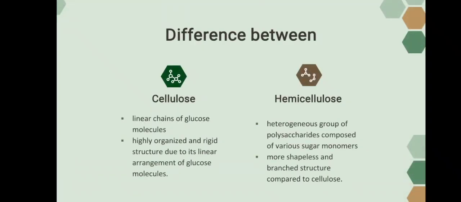The difference is that cellulose is a linear chain of glucose molecules, with a highly organized and rigid structure due to its linear arrangement of glucose molecules. Hemicellulose, a heterogeneous group of polysaccharides composed of various sugar monomers, has a more shapeless and branched structure compared to cellulose. It is said that hemicellulose only consists of 500 to 3,000 sugar monomers, while cellulose is around 7,000 to 15,000.